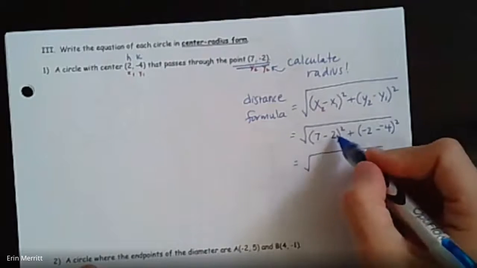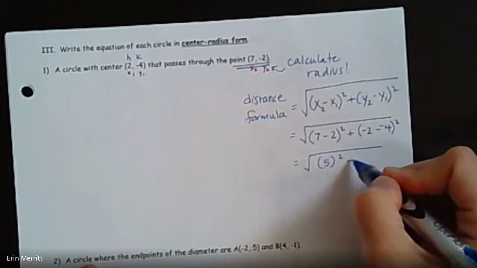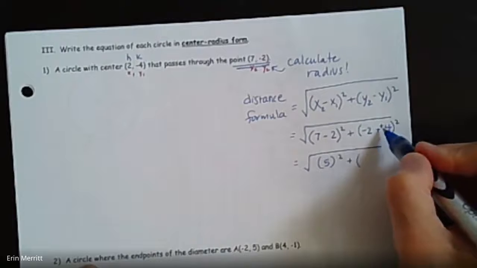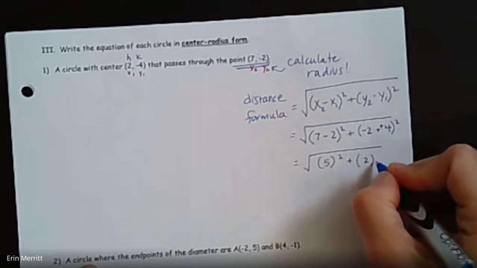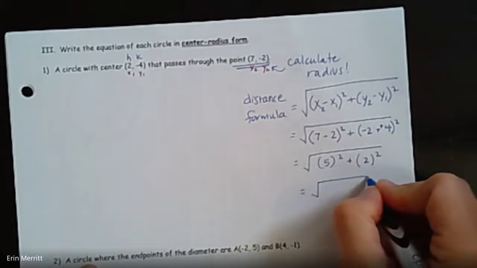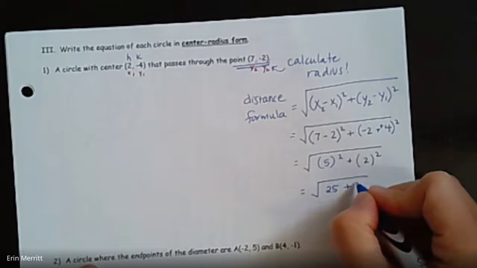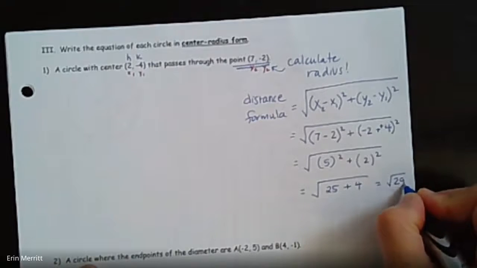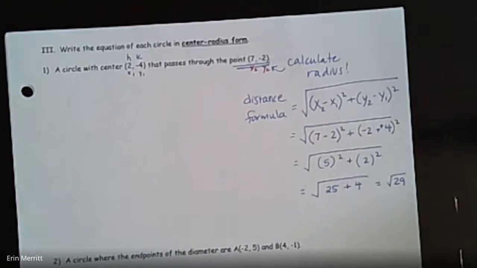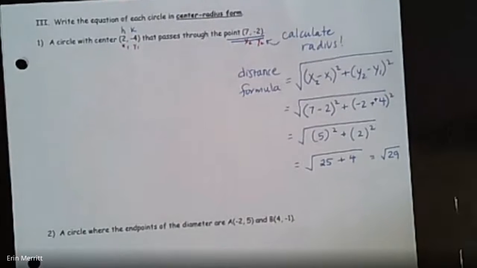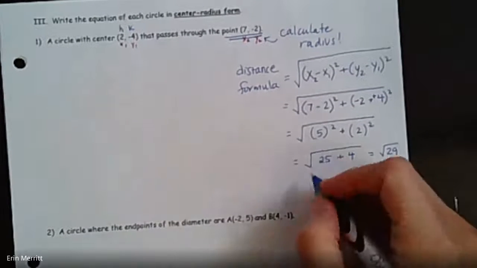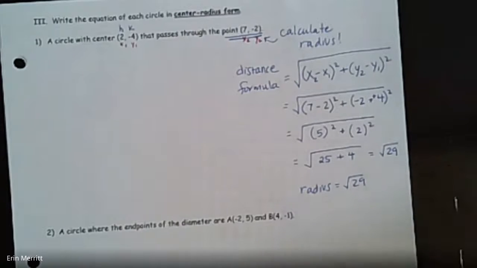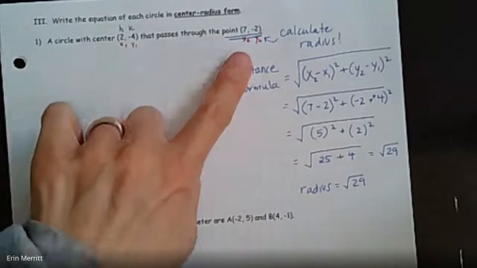All right, 7 minus 2, that's just going to be 5 squared. Use your calculator if you need it, but remember plus a positive. So negative 2 plus 4 is going to come out positive 2 squared. And so then we're going to get 25 and 4. So take it all the way to that radical 29. Even if you could simplify that radical, don't stop right there because this is your radius. So your radius is equal to radical 29. That's the distance between the center point and the point on the edge.